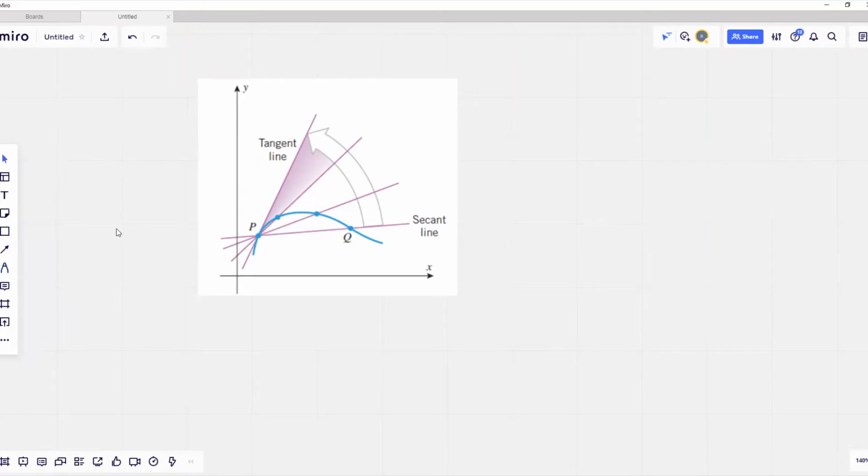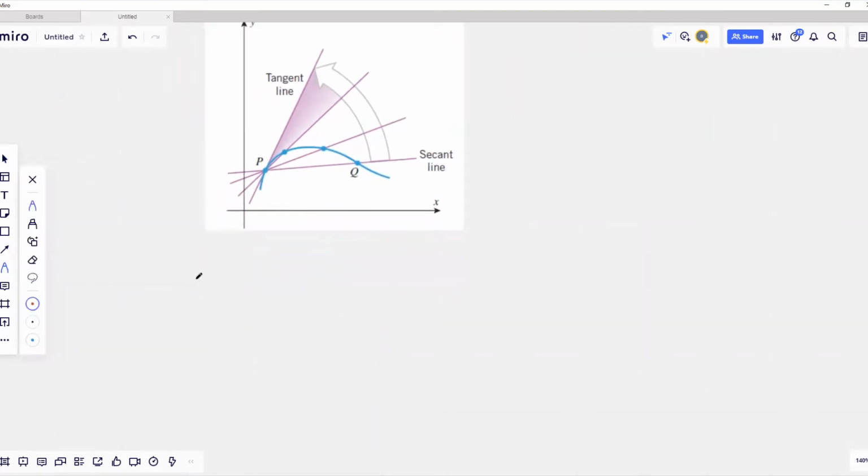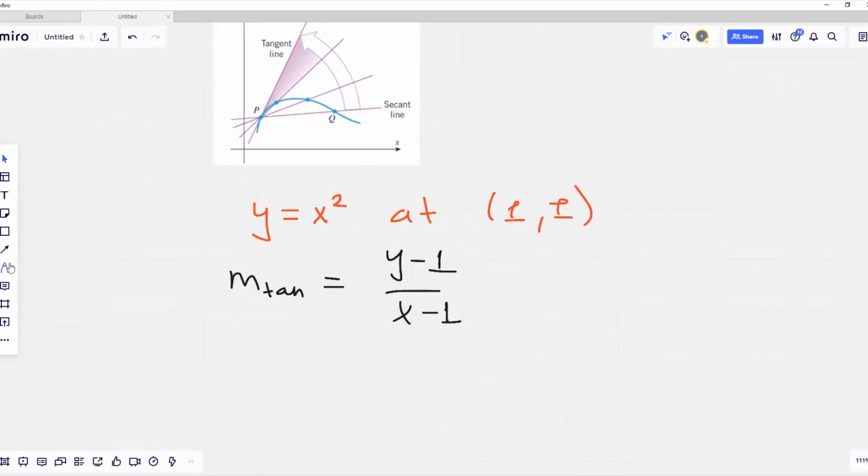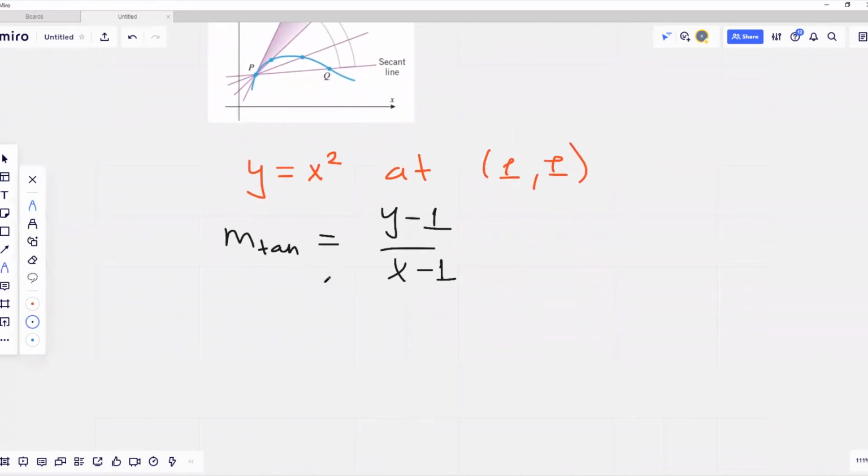Let's use that approach to find an equation of the tangent line, let's say to the parabola y equals x squared at the point (1, 1). Let's define the slope of the tangent line as m tan. Then it is equal to (y minus 1) over (x minus 1), since the tangent line is passing through point P. If we knew the slope of our tangent line, then we would express an equation of the tangent line as follows.